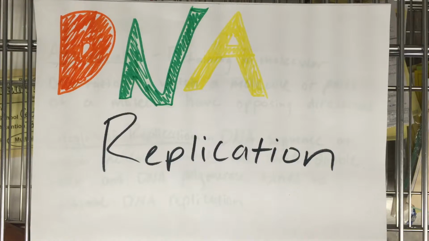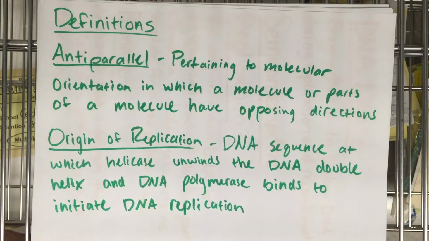Today we're learning about DNA replication. Antiparallel, pertaining to molecular orientation in which a molecule or parts of a molecule have opposing directions. Origin of replication, DNA sequence at which helicase unwinds the DNA double helix and DNA polymerase binds to initiate DNA replication.